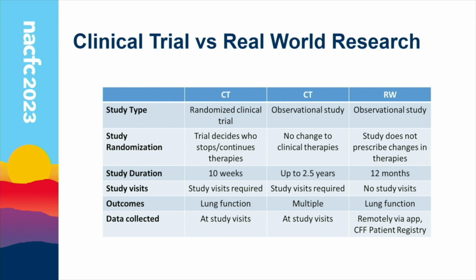It lasted for 12 months. There were no changes that were prescribed to the patients, but it was more collecting and looking at what the patients did based on how they felt once they started their ETI therapy. We did look at lung function as a primary outcome, and that was based on information that was collected from patients and also what we paired their information with from the CF patient registry data.